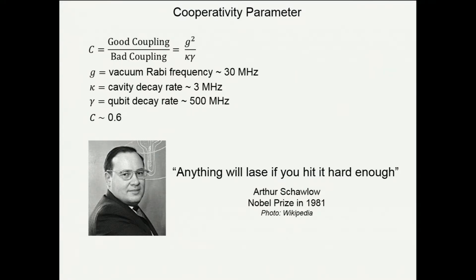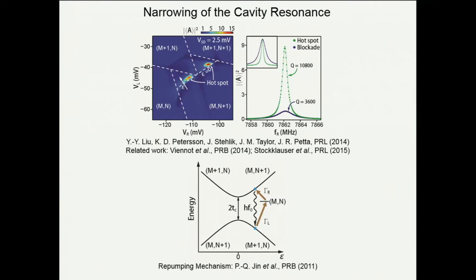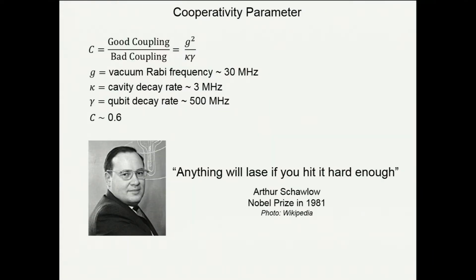And unfortunately, the bad coupling rates come in two different forms. Our cavity is not perfect, and light leaks out, right? The mirrors are not perfect. There's a cavity decay rate, and that's called kappa, and there's a qubit decay rate. There's a finite lifetime of our qubit, and that rate is gamma. And so in general, we want g squared over kappa gamma to be big. But if you plug in parameters for our device, you see that it's less than 1. So we're kind of below threshold in terms of achieving stimulated emission.